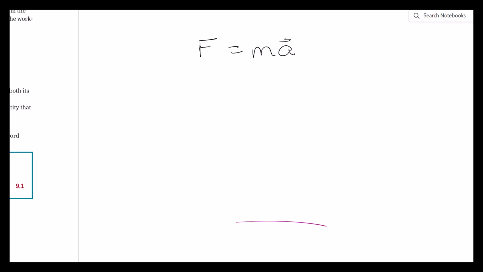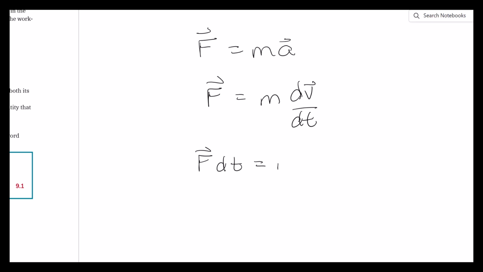Okay, so this is a vector. So we're back to doing vectors. Energy was just scalars. Momentum is back to being vectors. Okay, so we know that a is dv dt, right? So F equals m dv dt, and I'm going to put the dt over on the other side, so I have F dt equals m dv.